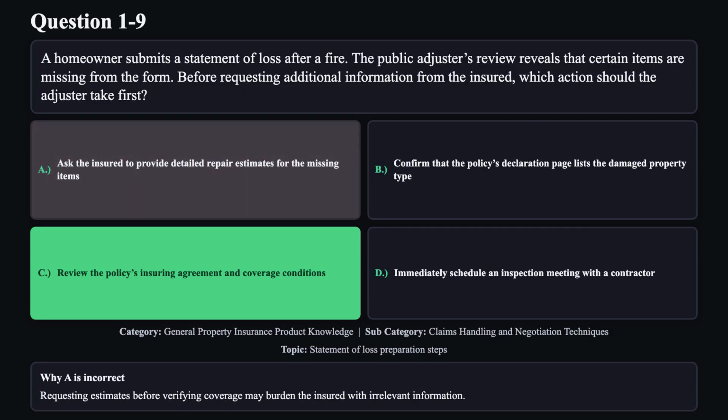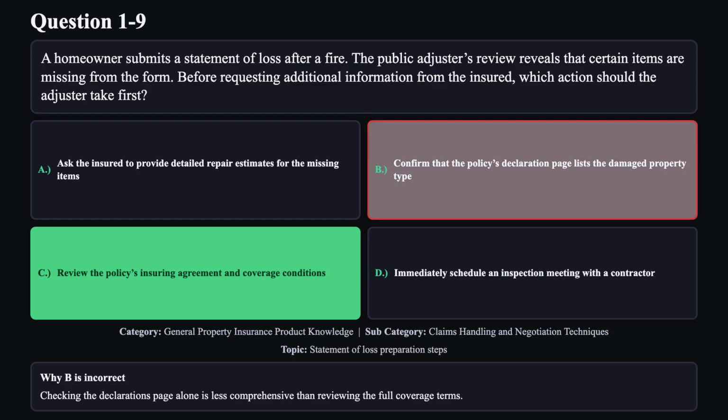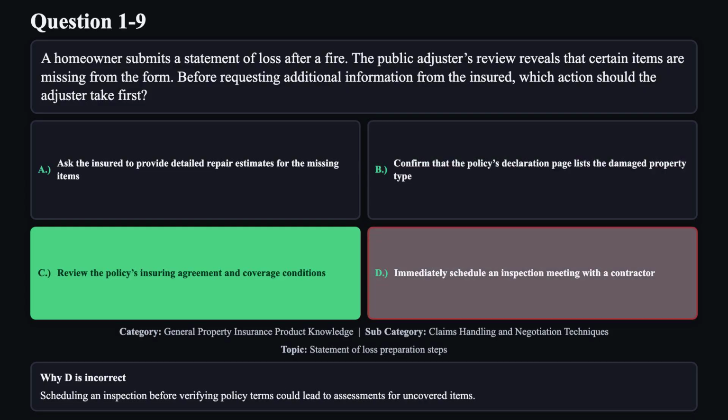Reason A is not correct. Requesting estimates before verifying coverage may burden the insured with irrelevant information. Reason B is not correct. Checking the declarations page alone is less comprehensive than reviewing the full coverage terms. Reason D is not correct. Scheduling an inspection before verifying policy terms could lead to assessments for uncovered items.